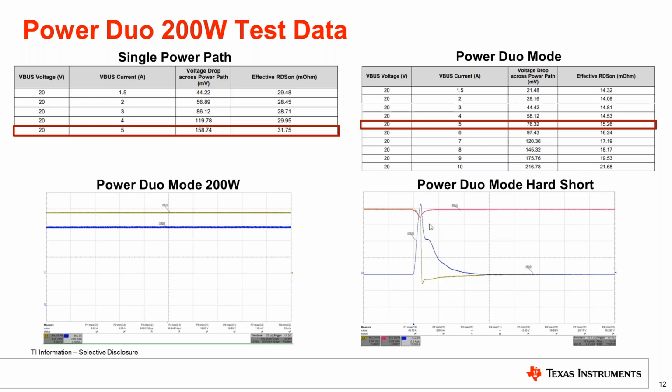As mentioned earlier, the TI power paths integrate the overcurrent protection as well as hard short protection. So you can see here when we're doing a 20 volt at 5 amp contract, there is a large current spike caused by a hard short, and immediately the VBUS voltage drops down to ground to protect the system from this hard short event.